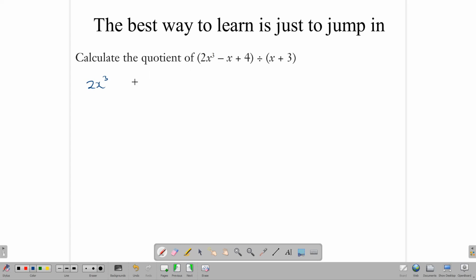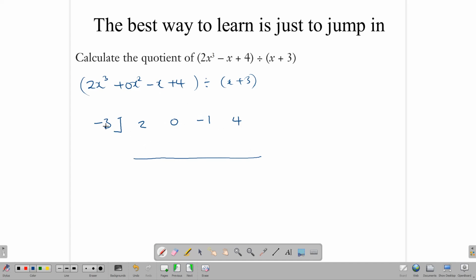There's no square term, so we're just going to write 0x squared minus x plus 4, and we're dividing all of this by x plus 3. So in setting up the synthetic division, we're not going to be using 3, we're going to be using minus 3. So let's write our minus 3. And then let's write out our coefficients, which are 2, 0, -1, and 4. So we're not going to write anything under this 2. We're going to leave it as is.